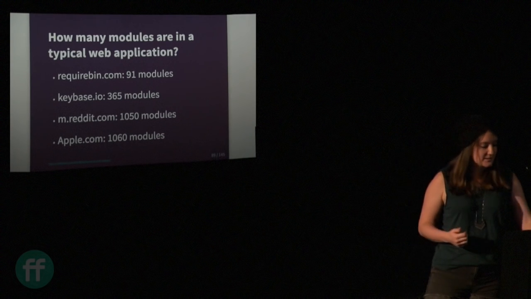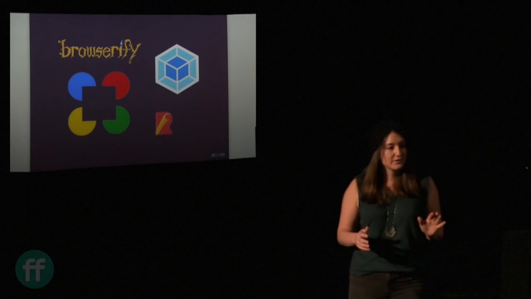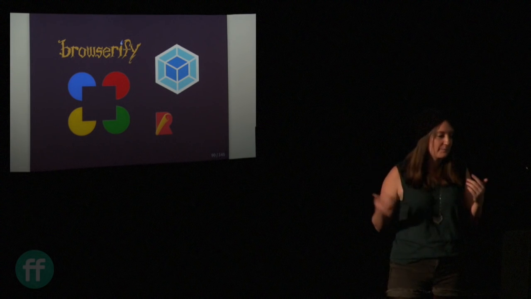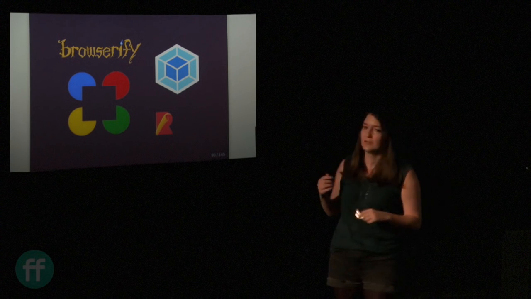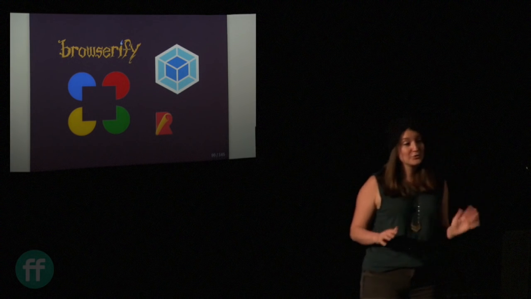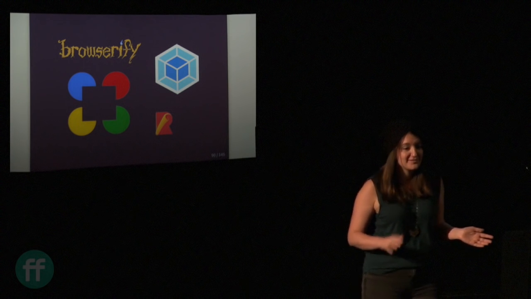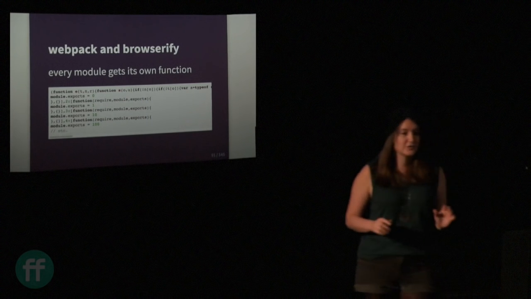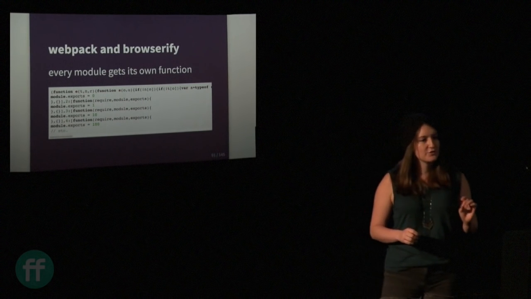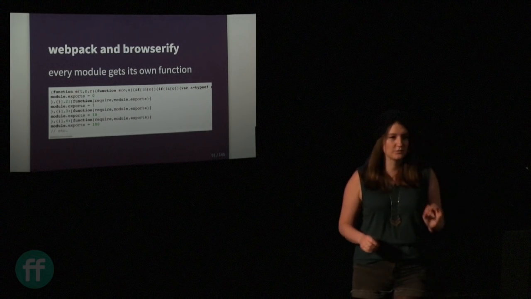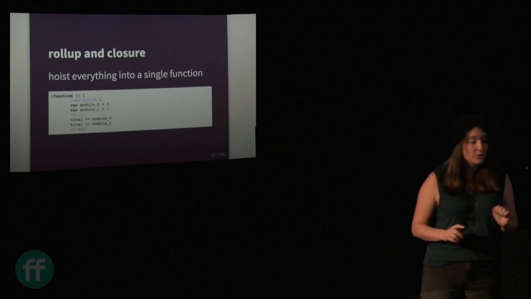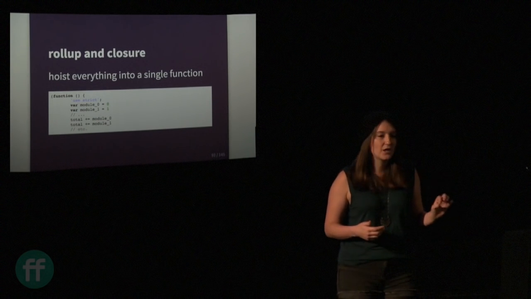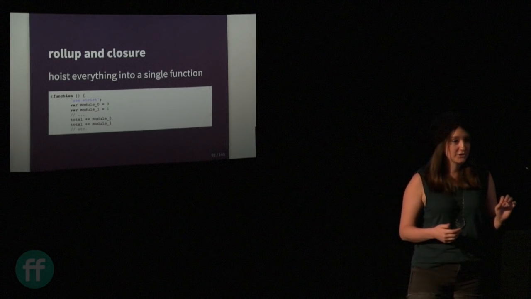So he looked at this, and then he looked at the bundling abilities of several package bundlers. So we have Browserify, Webpack, the Google Closure Compiler, and Rollup. Now, I was told that you're not supposed to talk about libraries at this conference, so I'm not going to. Here's the key differences. With Webpack and Browserify, when they bundle, they preserve the modularity, which means that every module gets its own function. Alternatively, Rollup and Closure get rid of that modularity that you're using in development, and they hoist all of those things up into a single function.